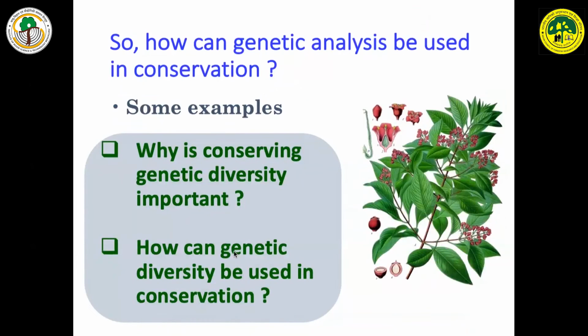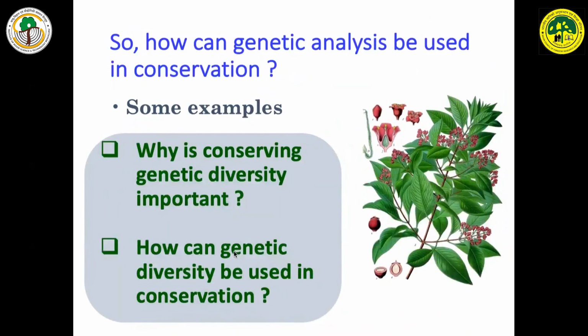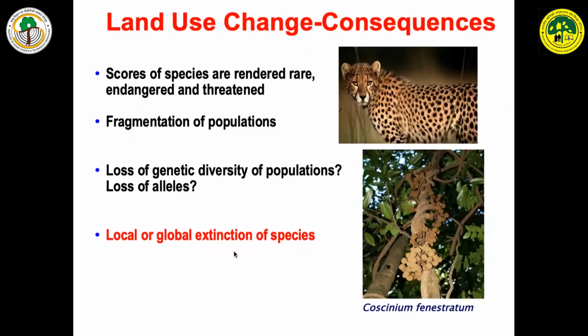So how can genetic analysis be used? As I mentioned, these markers are available, and using them, what kind of studies can be done, asking different research questions with respect to conservation studies. I will give some examples of why we need to do conservation genetic studies in the context of current land use change and its consequences.